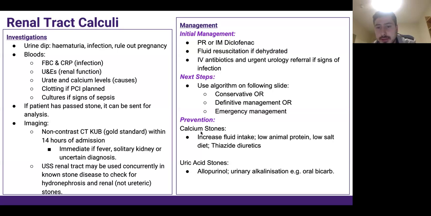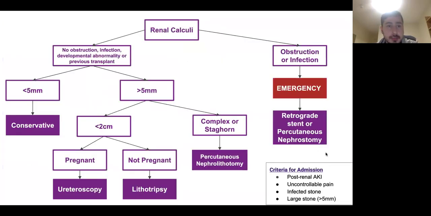We talked about preventions briefly. So I said thiazide diuretics, but you can also increase fluid intake. And as with gout, to reduce the amount of uric acid, you can give allopurinol long term. But more importantly, let's go into the management of renal stones now.